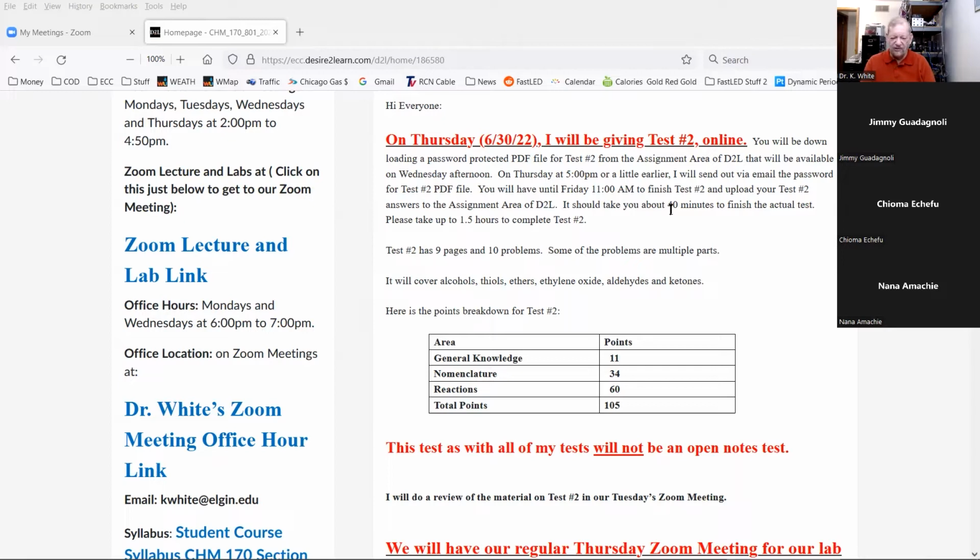The points breakdown is general knowledge, 11 points. Nomenclature, 34. Reactions, 60. There'll be, I think, 3, maybe 4 synthesis problems, where I give the starting material, but the rest of the reactions will be give the organic product or products for the following. And it adds up to 105, so there's 5 bonus points.